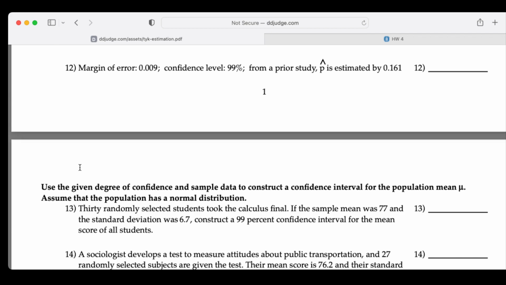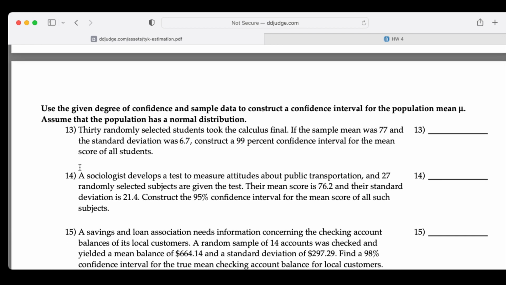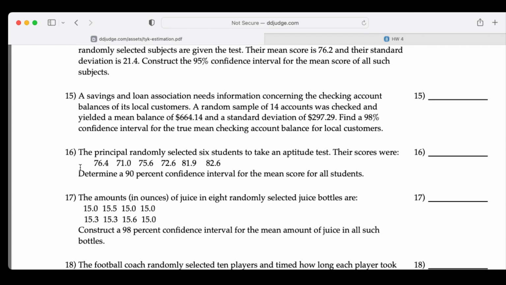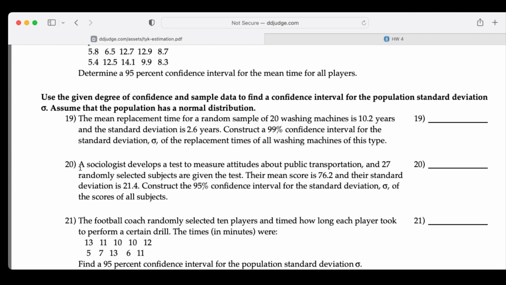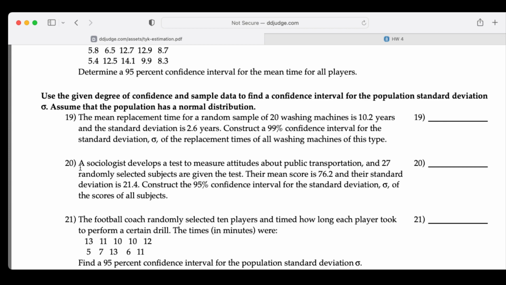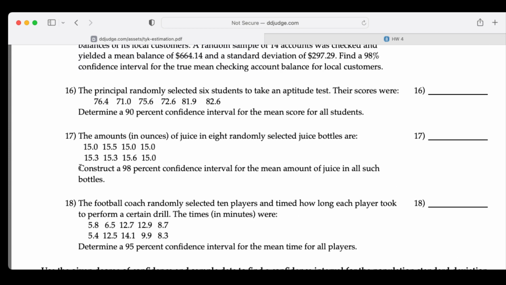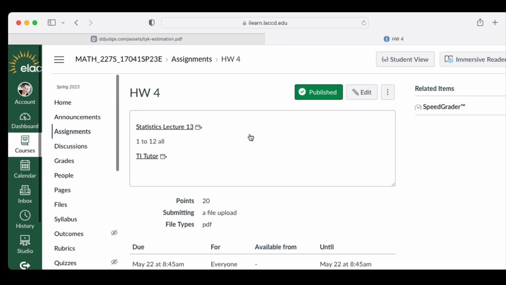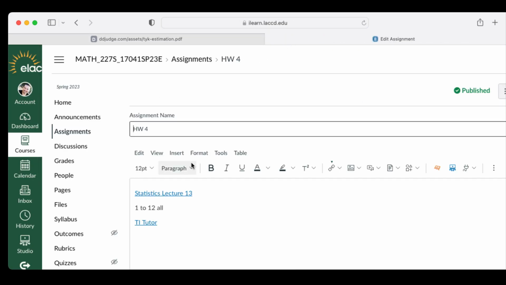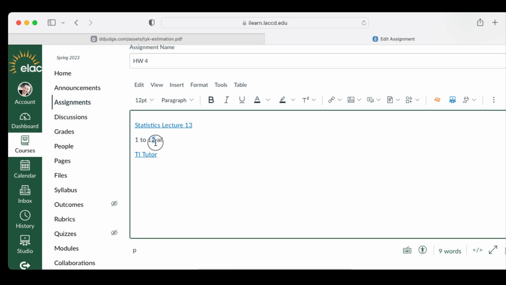Anyway, let me see. I think I have to give you guys all of these. I have to modify it. Let me see. Yeah, I'm going to say 1 to 18 all. I'm going to edit this. But 9 through 12, we're going to do on Monday.